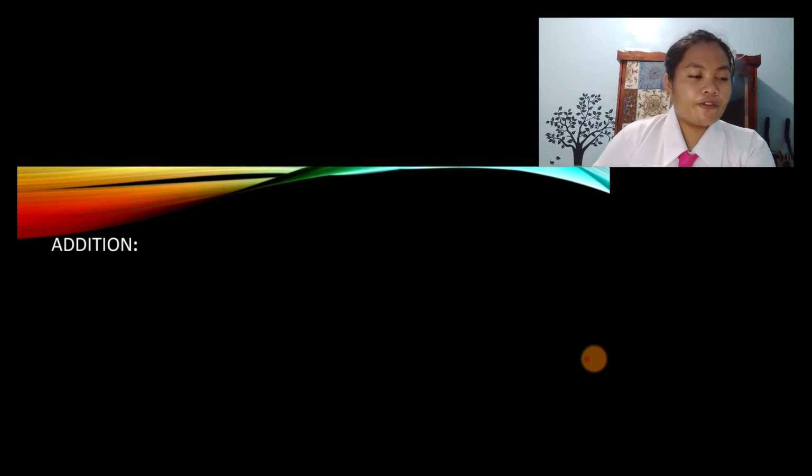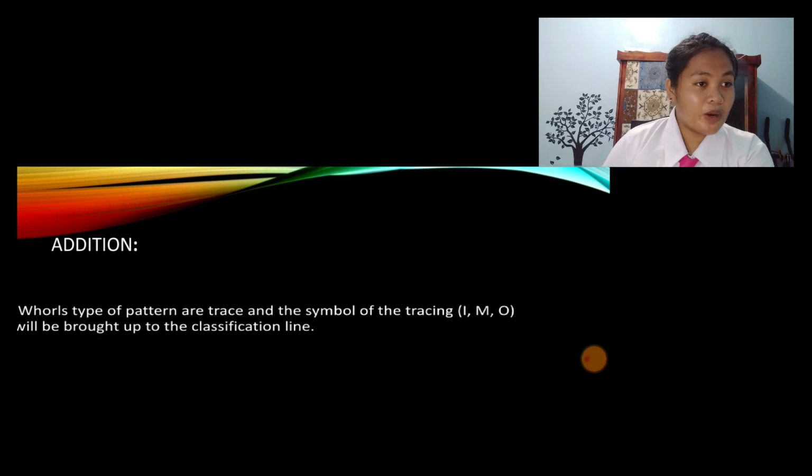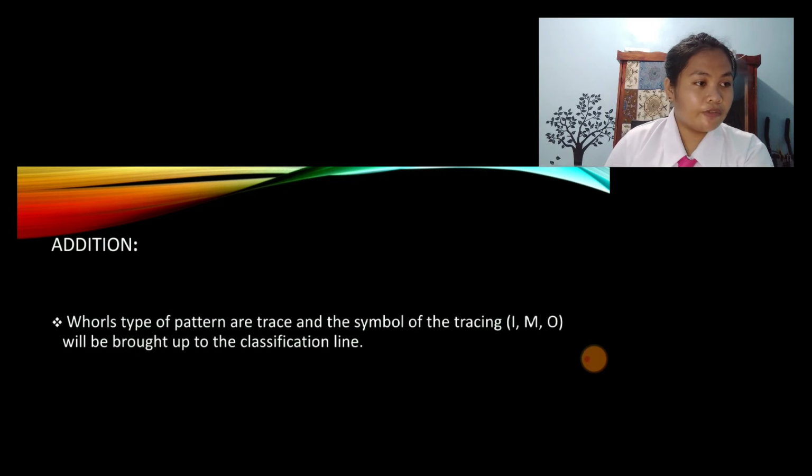In addition, if whirl types of patterns are traced, the symbol of the tracing, I, M, O, will be brought up to the classification formula. So if whirl type patterns also appear, I, M, O, or inner, meeting, or outer, will be brought up to the classification formula.